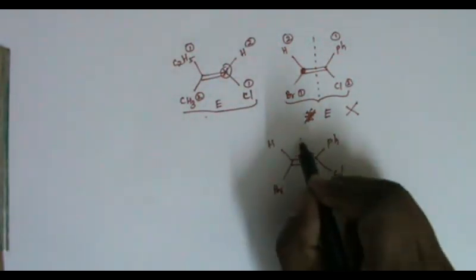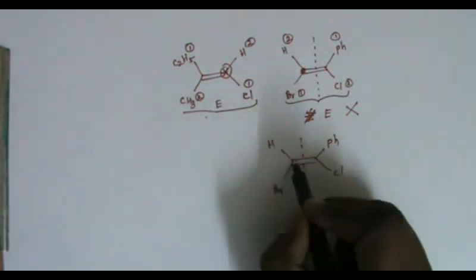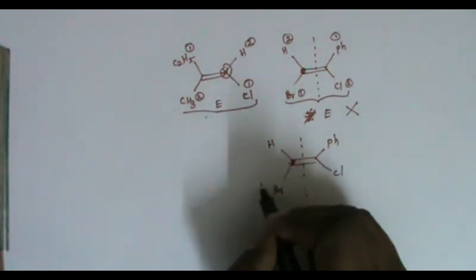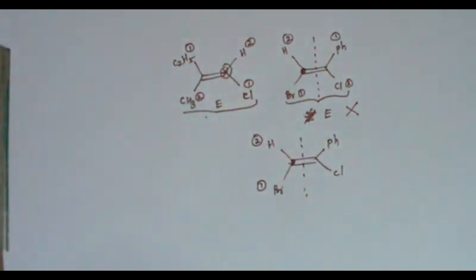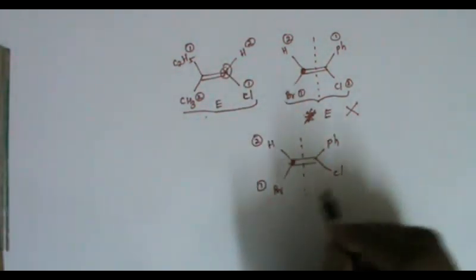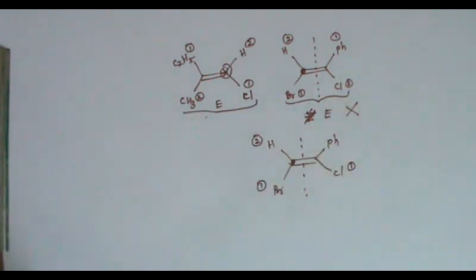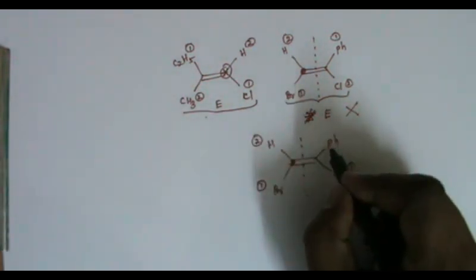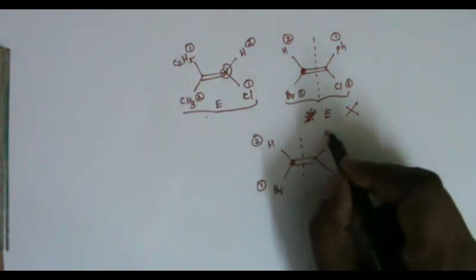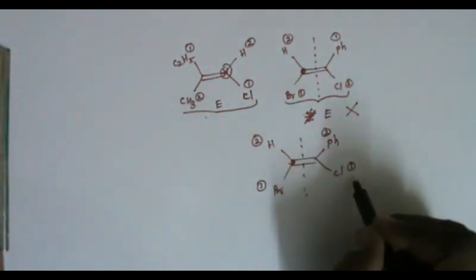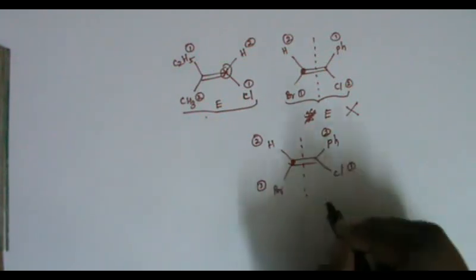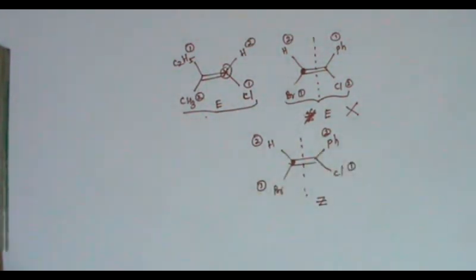It should be assigned like this. Cut here, take this carbon. It has two atoms: bromine, the highest priority, and hydrogen, the second priority. In this case, chlorine gets higher priority. Phenyl, since it is carbon attached to this, gets the least priority. Now 1 and 1 are facing the same direction. So it is Z stereochemistry, not E.